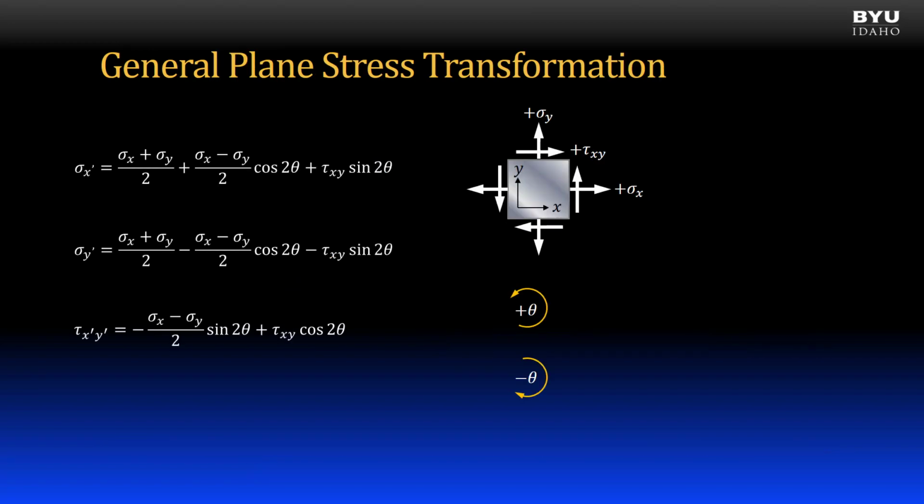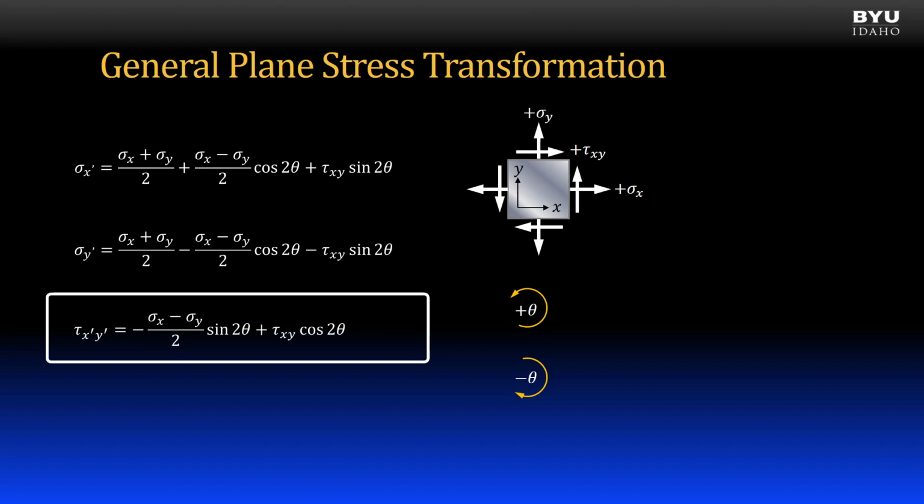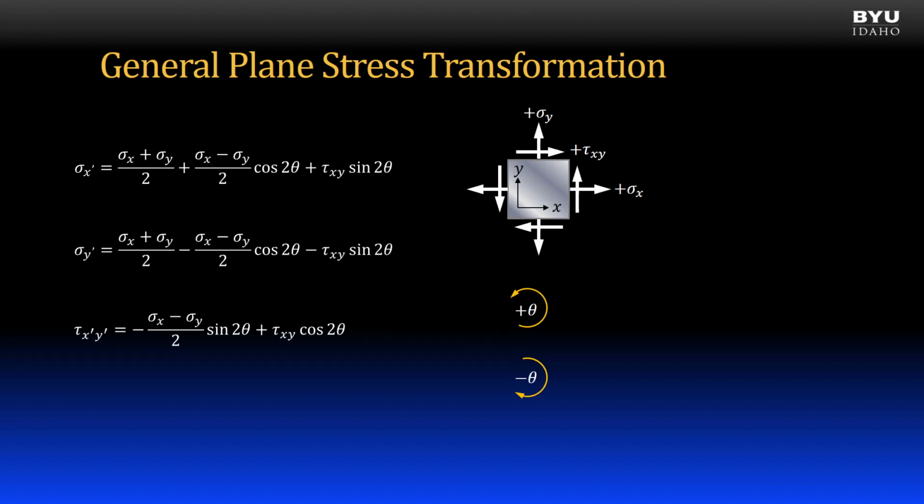Now, let's look at the general plane stress transformation equations. There are 3 equations, 2 for normal stress and 1 for shear stress. There are 4 variables in each equation: 3 stresses, sigma x, sigma y, and tau xy, and an angle theta.